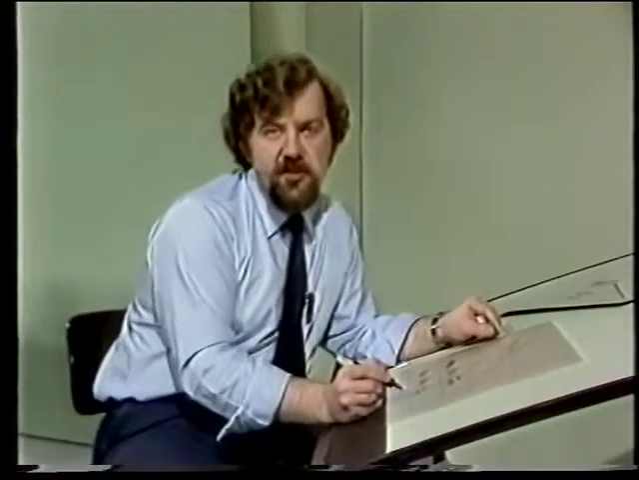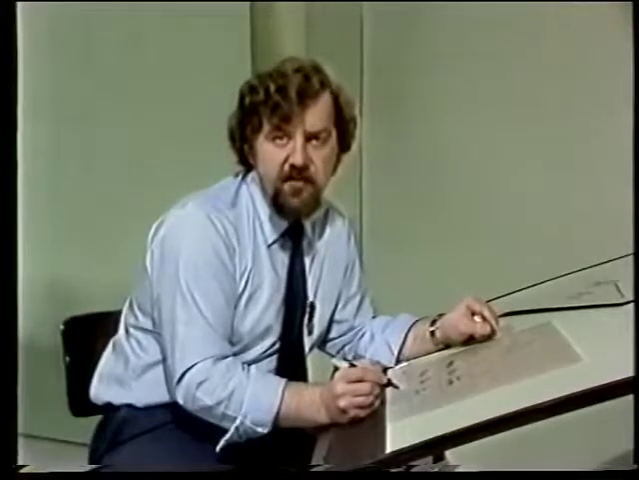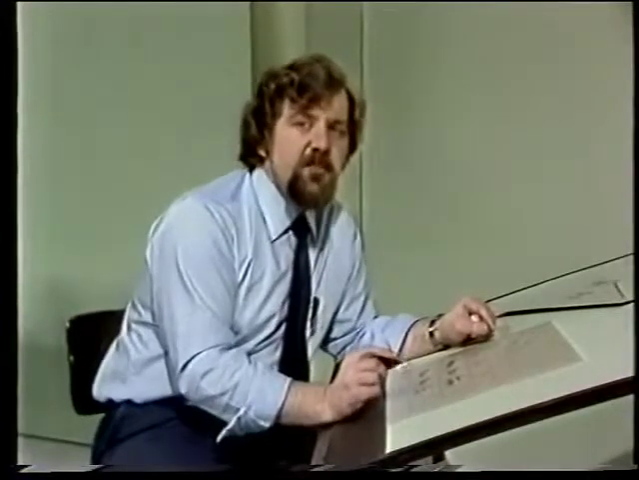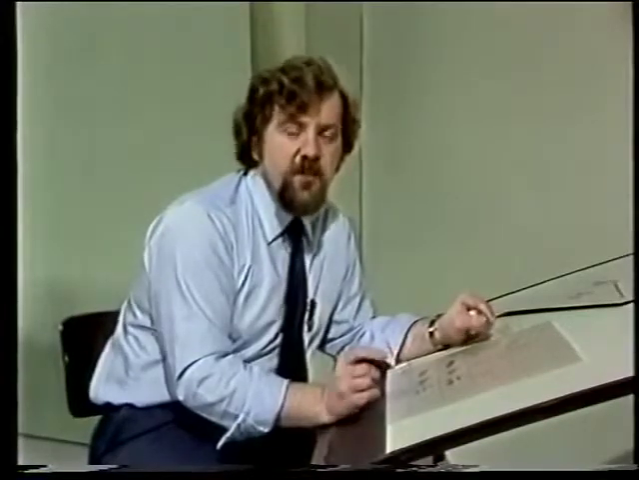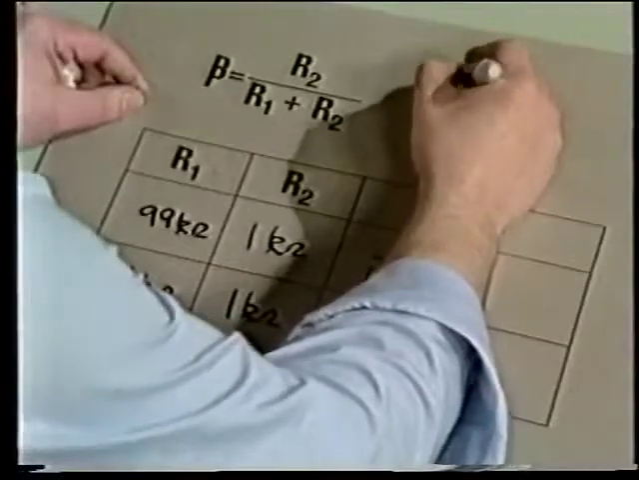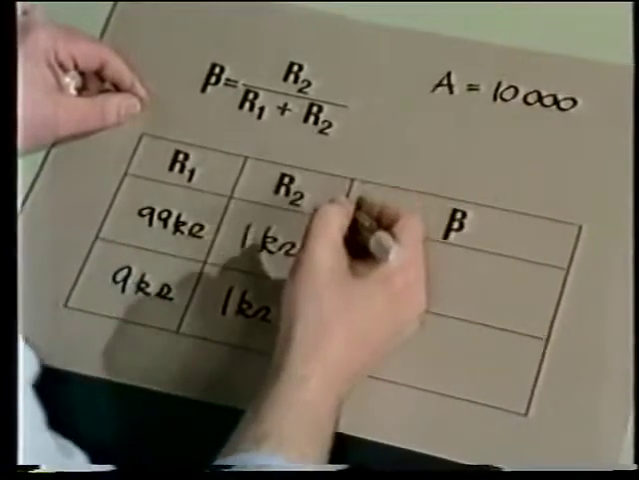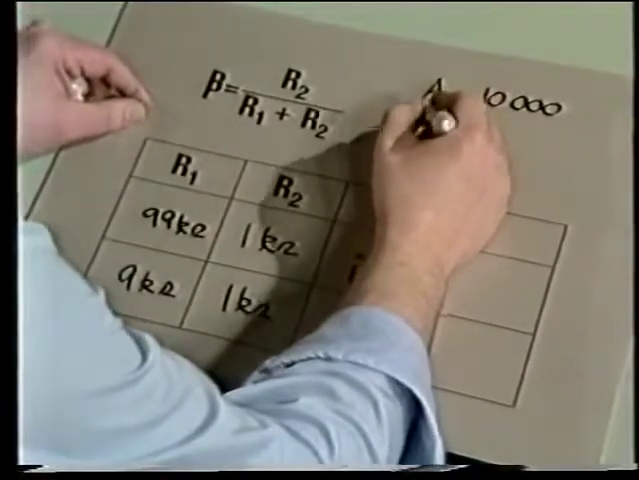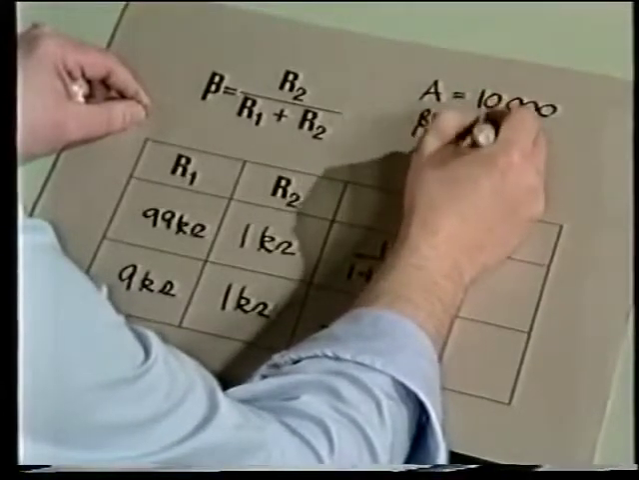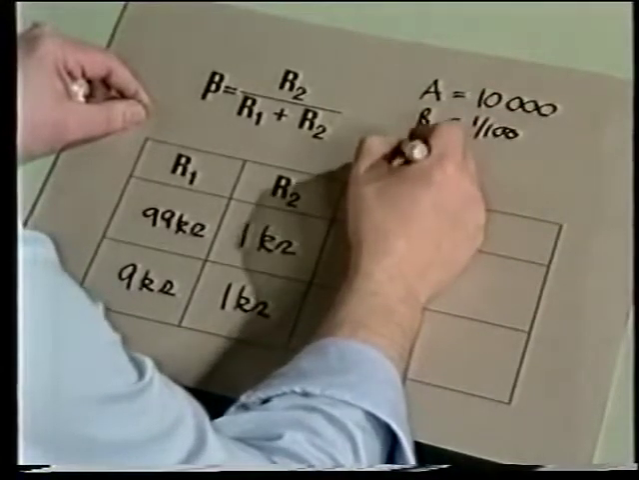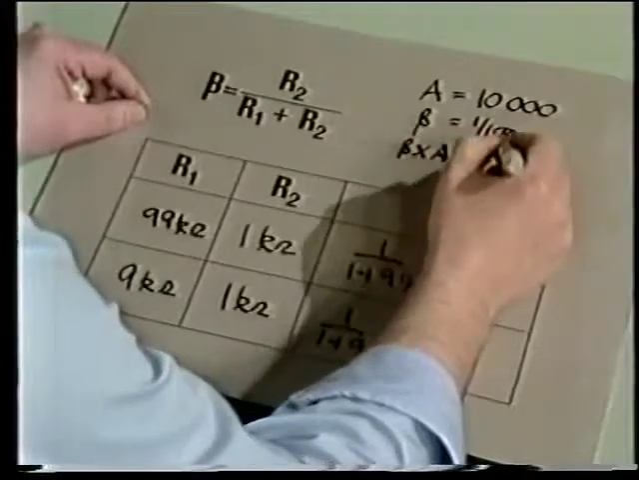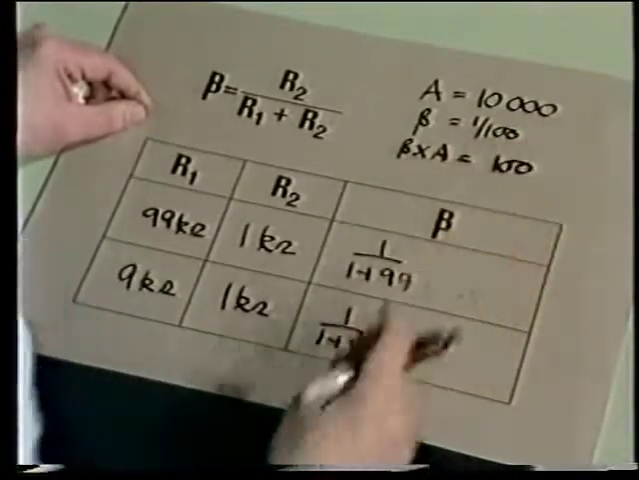The gain is approximately equal to 1 over beta, the feedback fraction, provided beta times the open loop gain A is large compared with 1. Well, let's see. A was 10,000, and our smallest value of beta was 100th, and so the product, beta times A, is equal to 100. So we're okay to 1 part in 100.